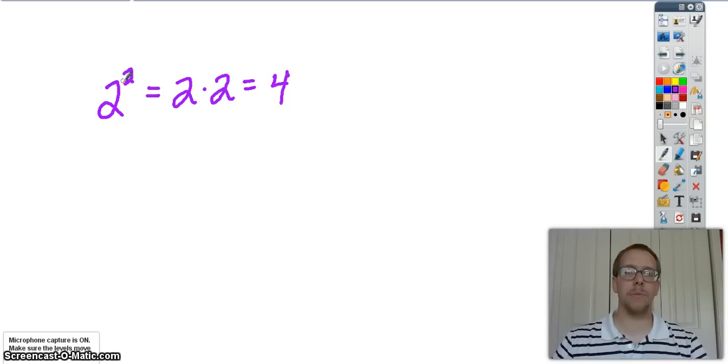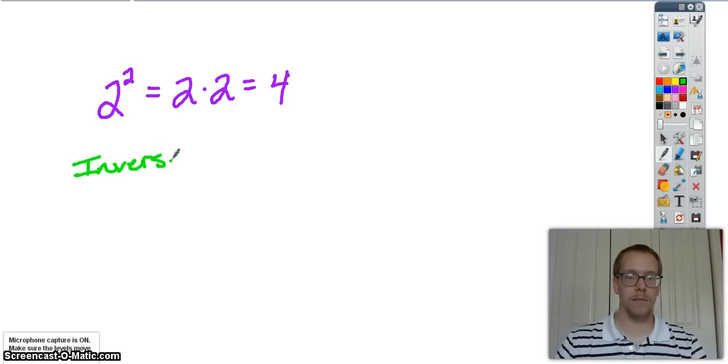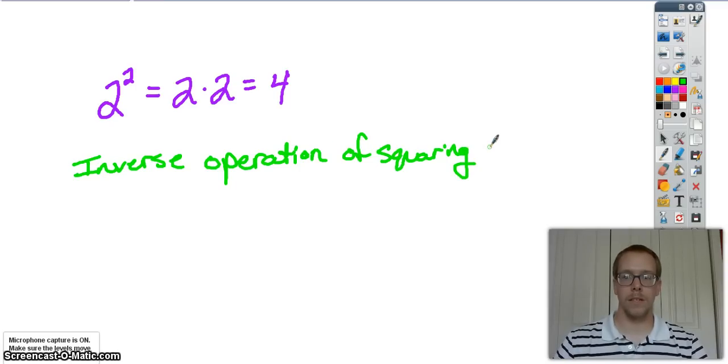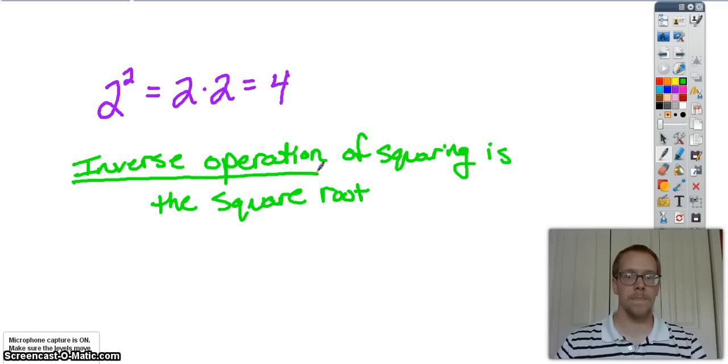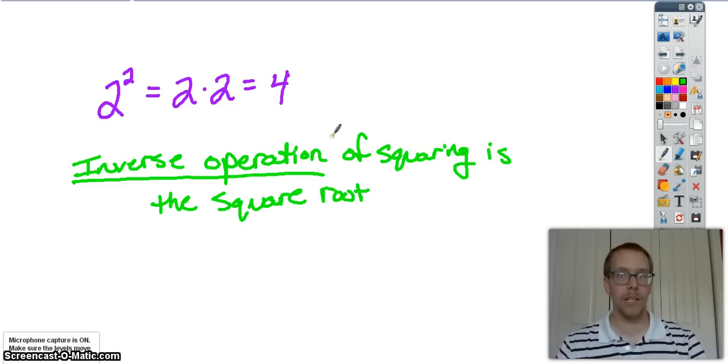Well, it turns out that when we square something, there's actually an inverse operation. So the inverse operation of squaring is the square root. And remember, an inverse operation is something like multiplication and division. Those operations undo each other. They're the inverse operations of one another. Another inverse pair would be addition and subtraction.